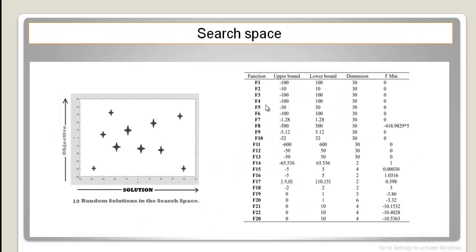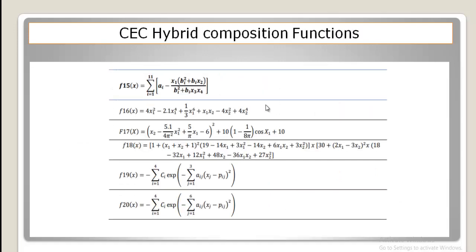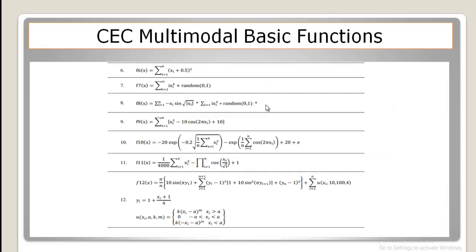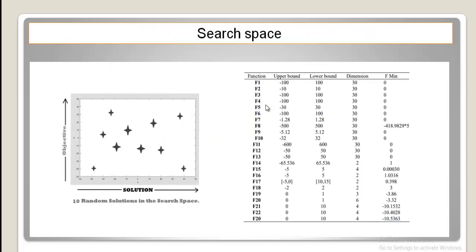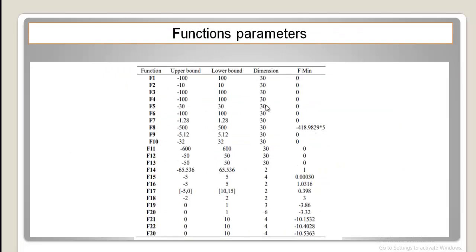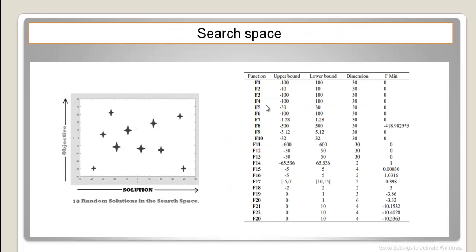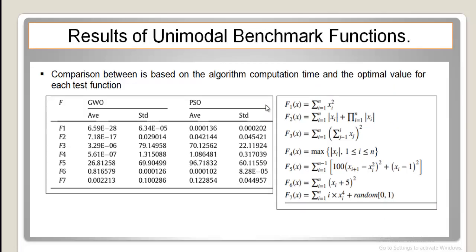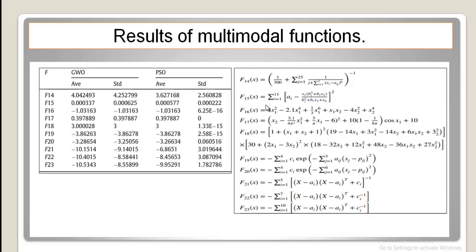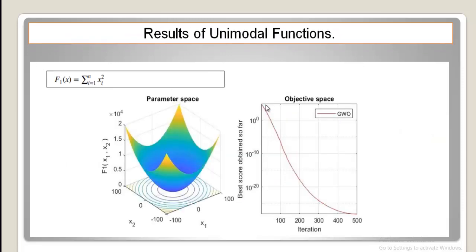Various unimodal functions are shown here. The unimodal functions have only, as we say, one peak, one maximum value or one minimal value, within the specified domain of the search space, and they are typically used in optimization to test the exploitation capability of the algorithm, since the goal here is to find a single peak.